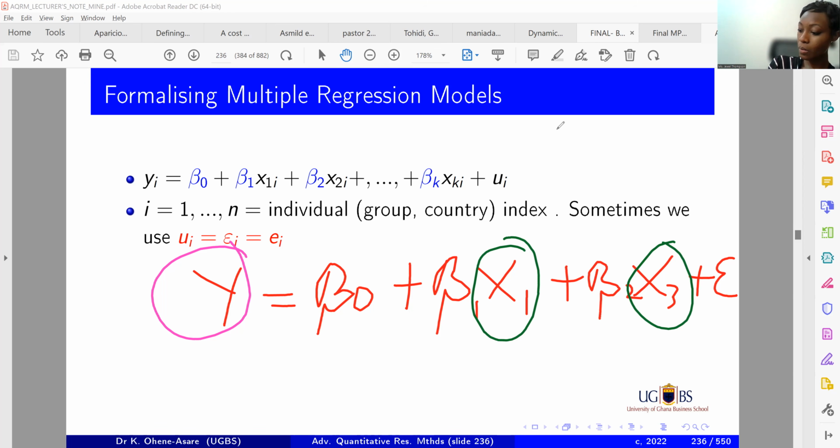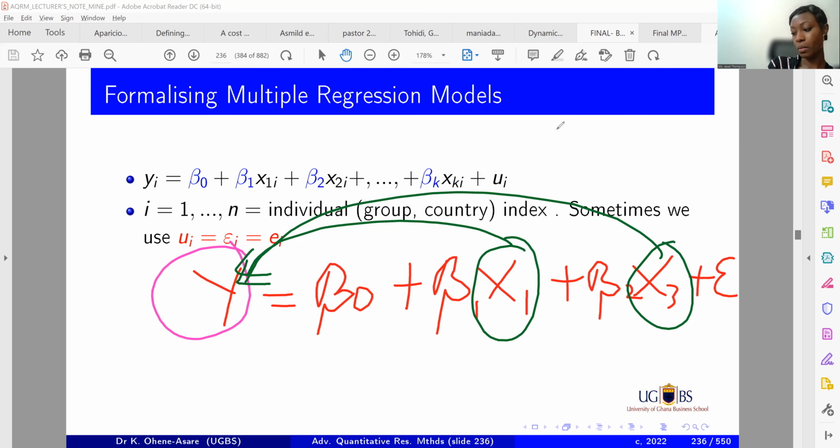These variables are those that influence, they affect the dependent variable. But the question is, by how much? By how much does each independent variable affect the dependent variable? Well, you will know how much each one affects the dependent variable using the beta parameters attached to it. Richard, your hand is up.